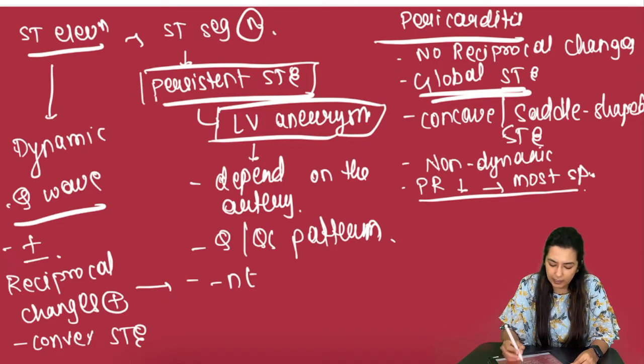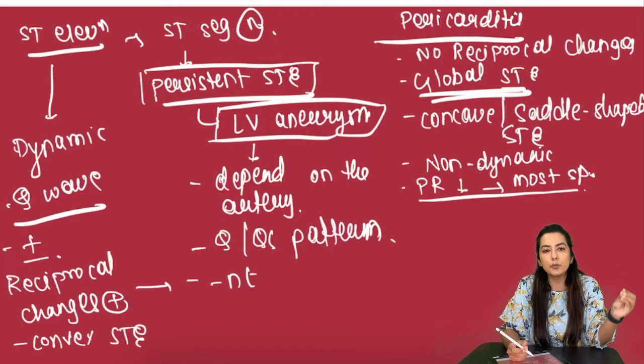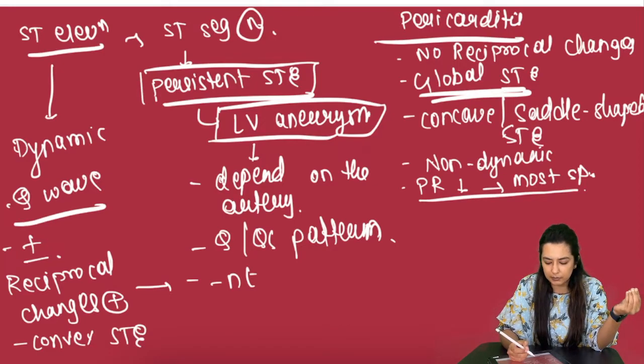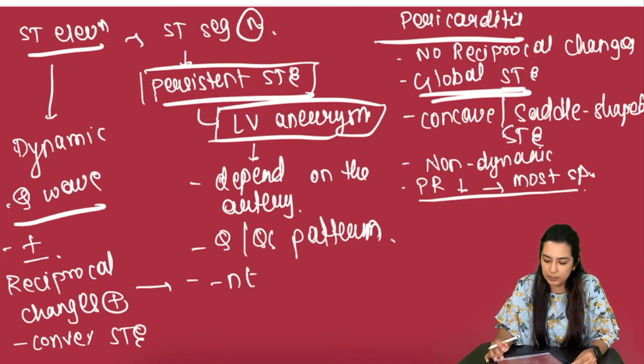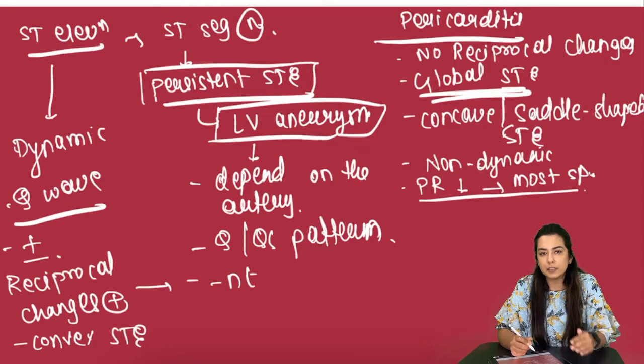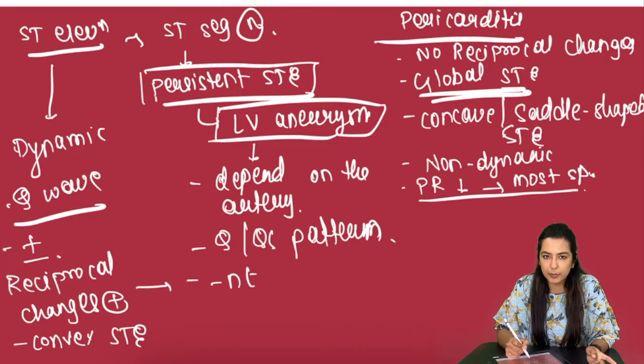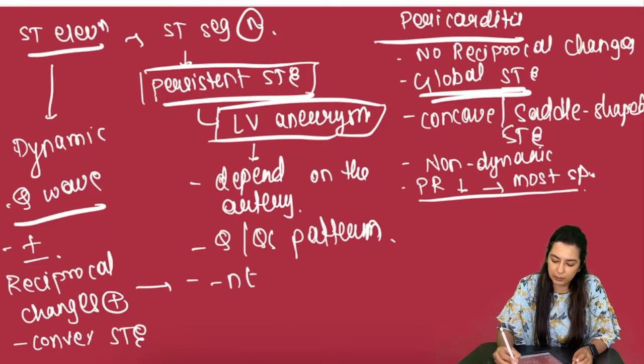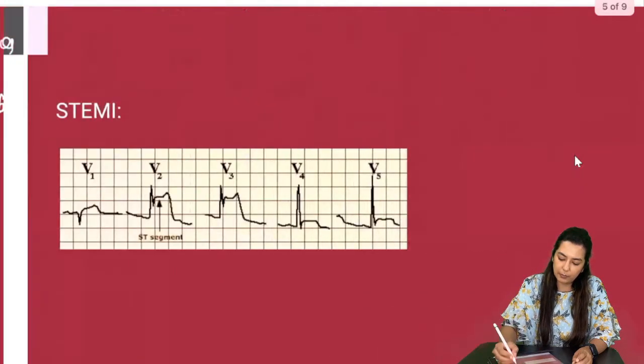So how will you differentiate pericarditis and LV aneurysm? In LV aneurysm, only a few leads, according to the artery affected in ST elevation MI, will show ST elevation. Pericarditis will show global ST elevation. Again, both will show no reciprocal changes, and the shape of the ST elevation will be different. In LV aneurysm it will be convex, according to the STEMI, and non-dynamic. In pericarditis there will be PR segment depression. If there is PR segment depression with global ST elevation, it is acute pericarditis. I hope I am clear here.